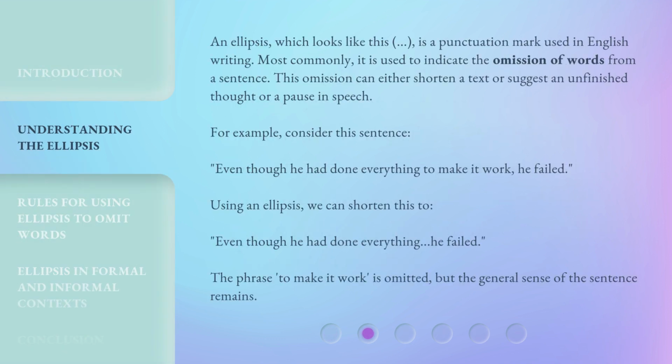An ellipsis, which looks like this, is a punctuation mark used in English writing. Most commonly, it is used to indicate the omission of words from a sentence. This omission can either shorten a text or suggest an unfinished thought or a pause in speech. For example, consider this sentence: Even though he had done everything to make it work, he failed. Using an ellipsis, we can shorten this to: even though he had done everything failed. The phrase "to make it work" is omitted, but the general sense of the sentence remains.